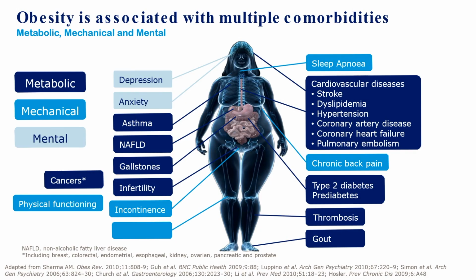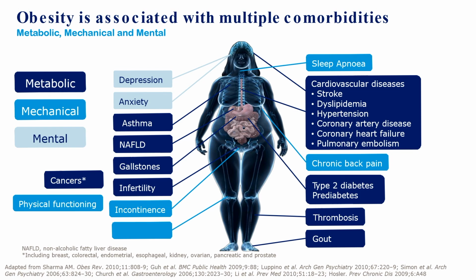And obesity is associated with multiple comorbidities. So just one looks at the metabolic factor. We've got an increase in asthma, non-alcoholic fatty liver disease, gallstones, infertility and cancers, and an increase in cardiovascular disease, which encompasses stroke, dyslipidemia, hypertension, coronary artery disease, coronary heart disease, and pulmonary embolism, together with type 2 diabetes, prediabetes, thrombosis and gout. And of course, as you put on more weight, then there are mechanical factors which then add.